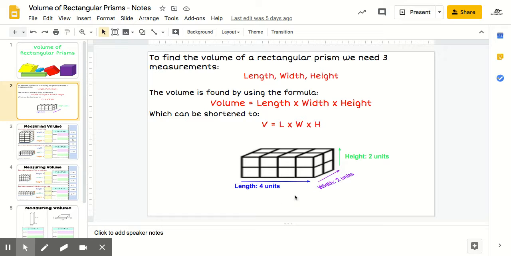So here I have a rectangular prism. I showed you that the length down here is in blue. It's equal to 4 units. The width is over here in purple. It's equal to 2 units. And the height is over here in green, which is equal to 2 units. So if we wanted to find the volume of this rectangular prism, we would simply multiply 4 times 2 times 2, and that would give us our volume.